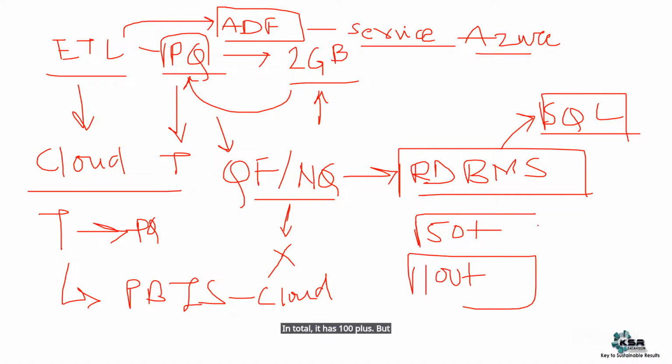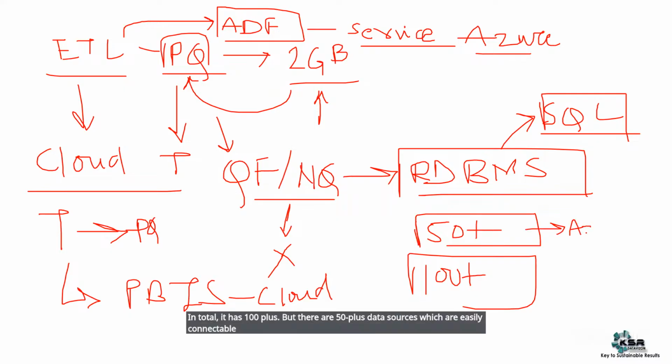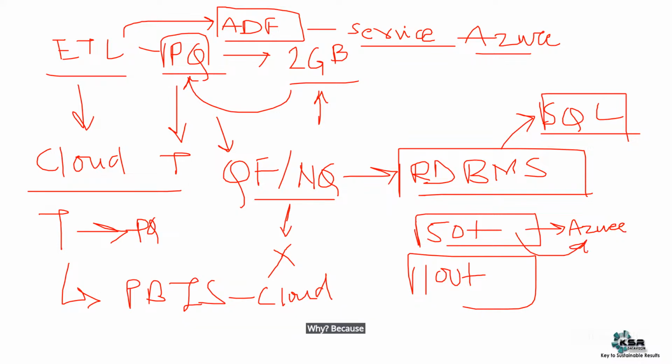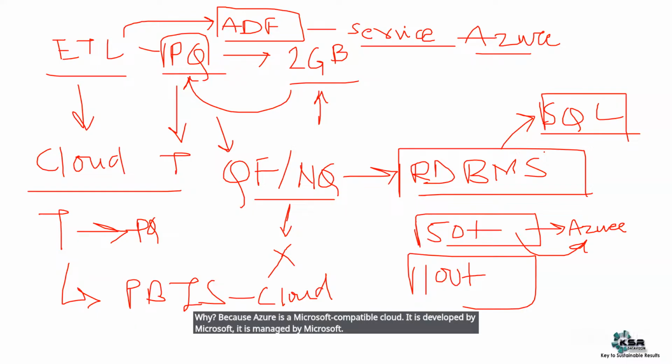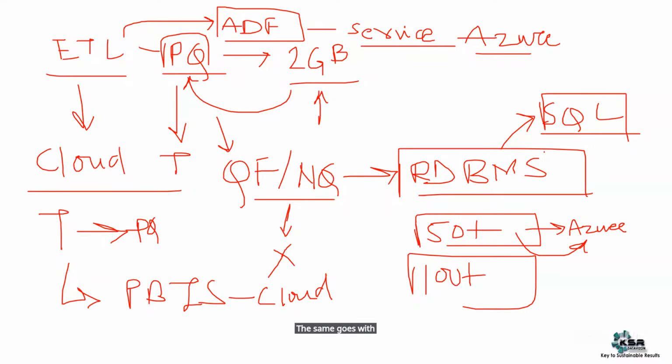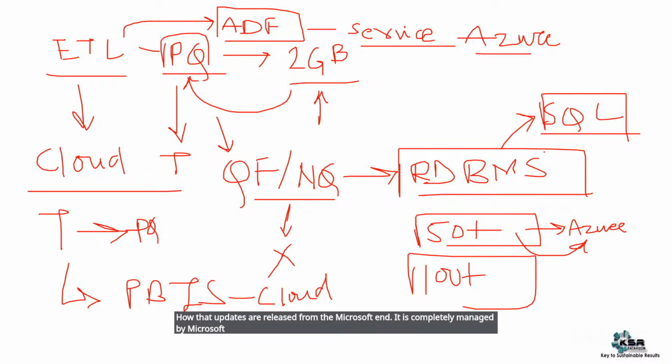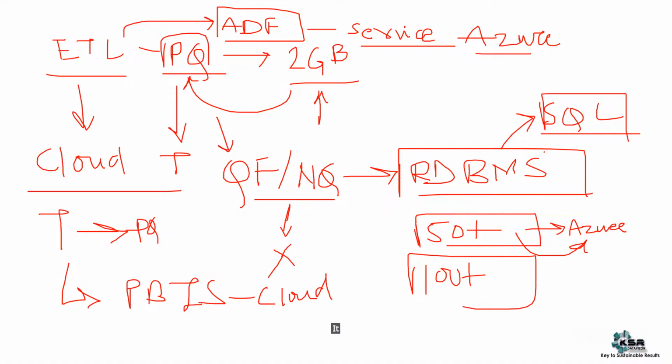But there are 50 plus data sources which are easily connectable to Azure services. Why? Because Azure is a Microsoft-compatible cloud. It is developed by Microsoft and managed by Microsoft. The same goes with Power BI. Every month, Power BI also gets updates, and those updates are released from the Microsoft end. It is completely managed by Microsoft. Even your Power BI service is a cloud service managed by Microsoft.